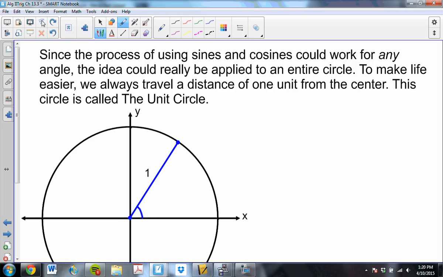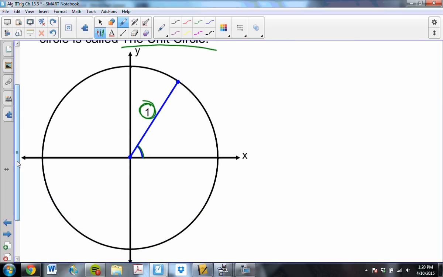I could find any angle measure that I wanted to. And so to make this process easier, we always can think about having a radius of length 1. Since I can find any possible angle, I could really take that angle and slide it to meet any of these measures. So there's really a whole circle of possible coordinates I could find. So to find those possible coordinates, we always think about having a circle with a radius of 1, just because that makes everything easier. So we travel a distance of 1 unit from the center, and that's called the unit circle. So this circle we have right here is called a unit circle because its radius is 1.